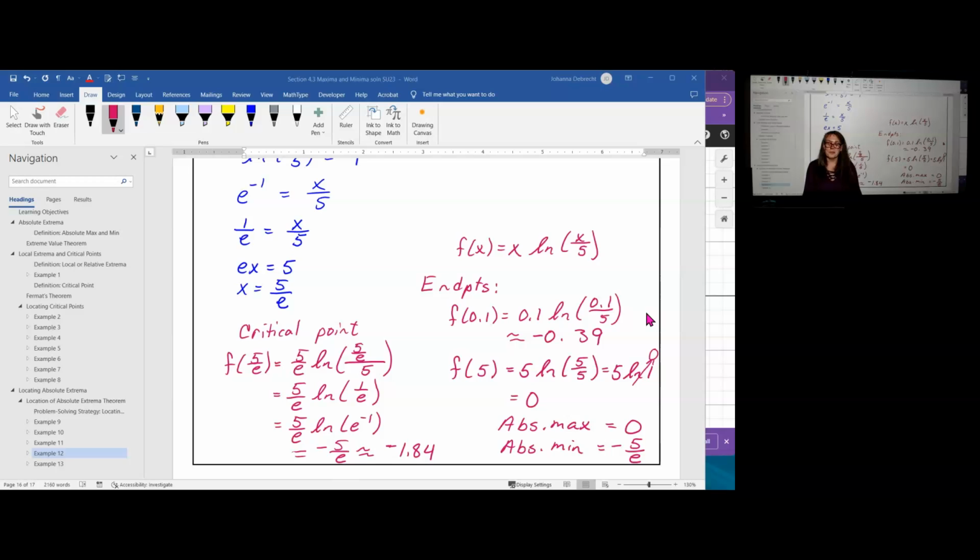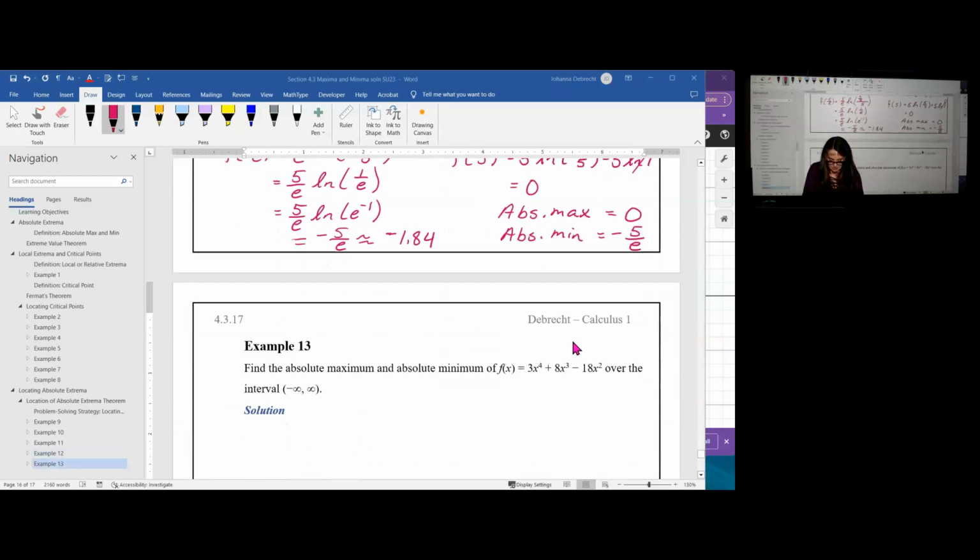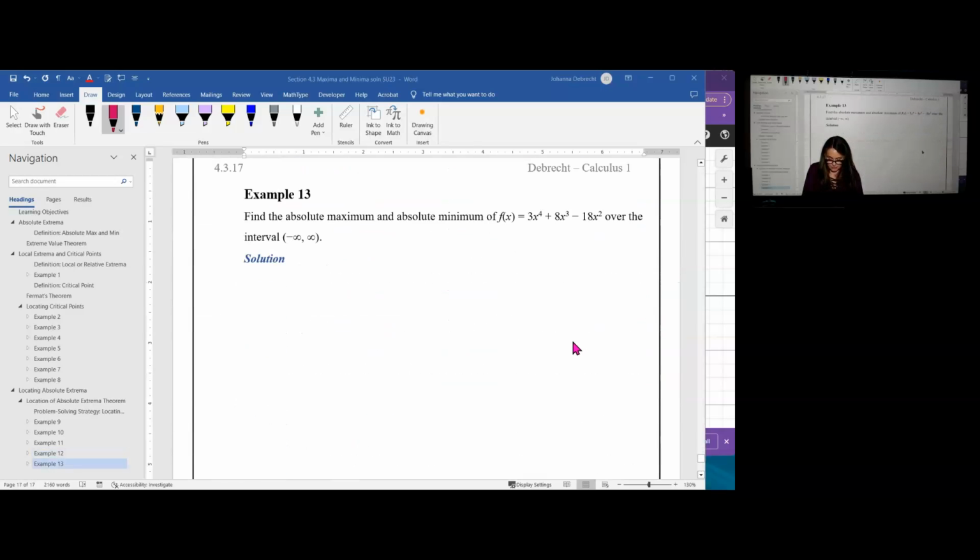I forgot we have one more problem to work, but you'll be happy to know that this is pretty much a straightforward one. The difficulty on this one is that our interval is neither closed nor bounded. The interval goes from -infinity to infinity. We can consider it to be closed because infinity and -infinity are both open and closed, but it's definitely not bounded. We're not guaranteed, but let's go ahead and see if we can find them anyway.